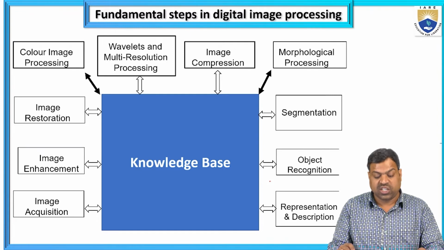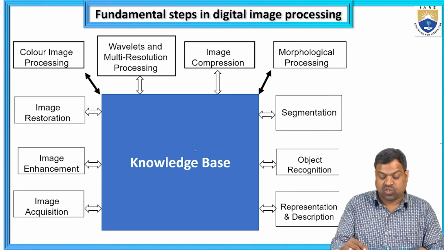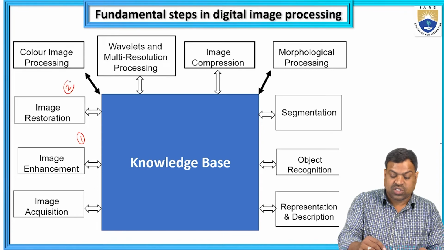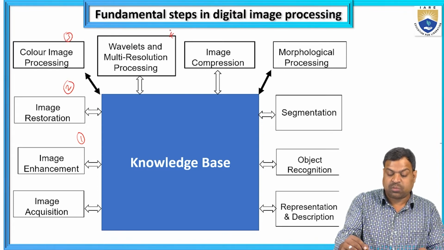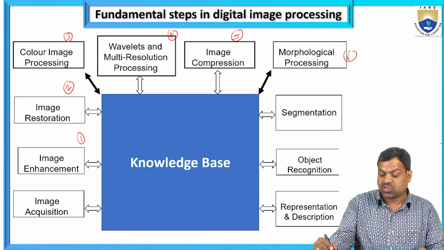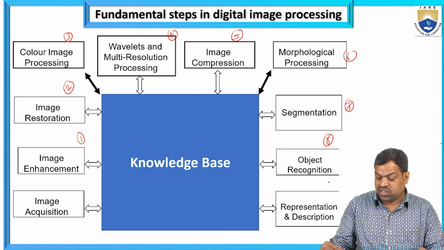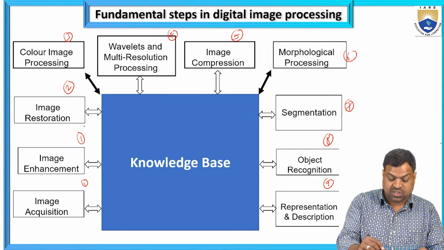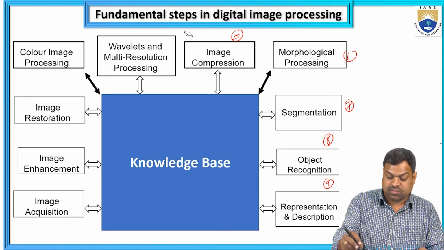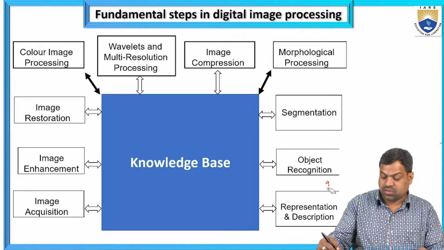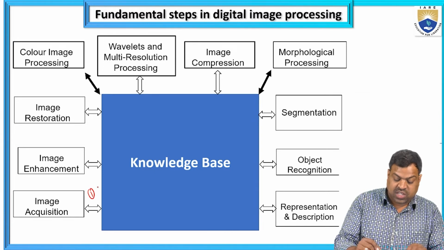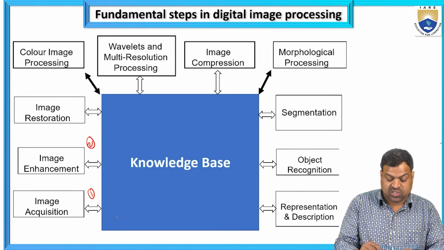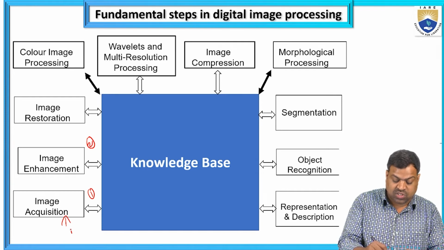Fundamental steps in digital image processing. What are the fundamental steps? There is a knowledge base. The steps are image acquisition, image enhancement, image restoration, color image processing, wavelets and multimedia, image compression, morphological processing, segmentation, object recognition, representation and description. Taking the first one, image acquisition means we are selecting the image. So what is the problem here? Image acquisition means, suppose, a noisy image.